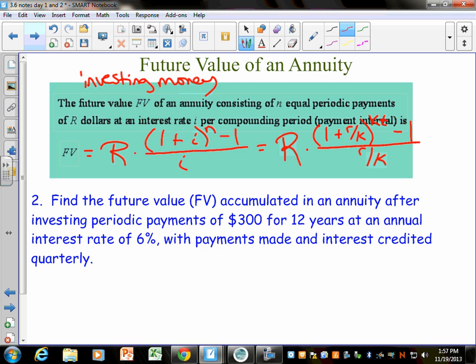Aren't you glad I'm not making you memorize this? So wait, that's not a one equation. This is the same equation as this, just different ways. This is what I would say you should use. This is what I'm giving you on the test, is that formula. But if you look in your book, it uses I's and N's, so I like to show you what the book shows you, because it's the same thing. I just equals R over K. N equals K times T.